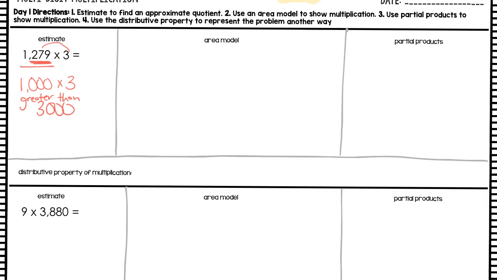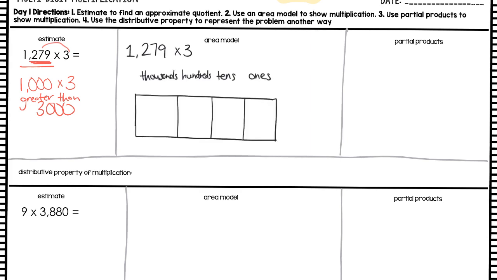We're going to make an area model. Our area model will have 4 places because we have the ones, the tens, the hundreds, and the thousands. So I'm going to write my problem, 1,279 times 3. Pause the video, draw your area model as far as you can. Maybe you can solve the whole thing already. So we've got the ones place, the tens place, the hundreds place, and the thousands place, and we're multiplying it all by 3.